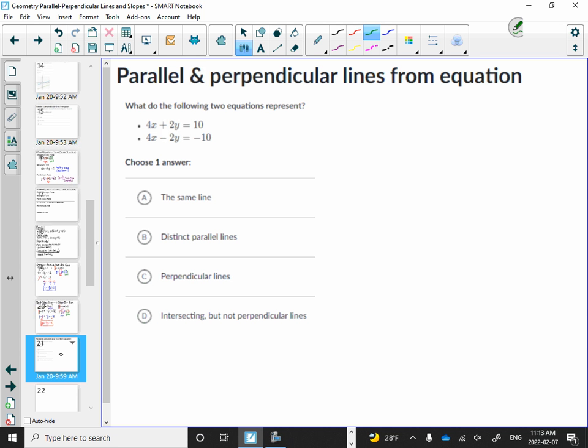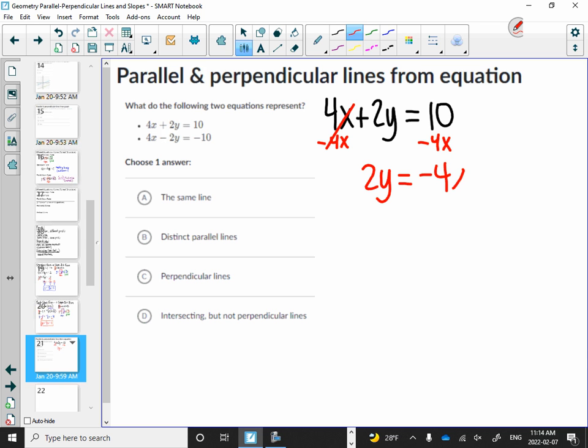So we're going to take this guy, and we're going to convert it to slope-intercept form. What do I need to do first? Subtract 4x. Positive 2y equals negative 4x plus 10. Divide by 2. Don't forget you have to divide both terms by 2. Y equals negative 2x plus 5.